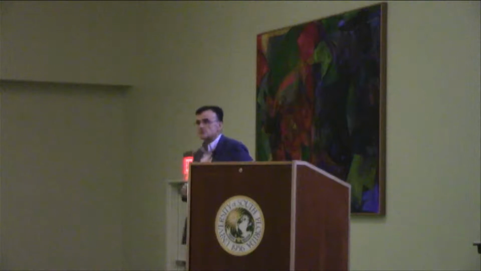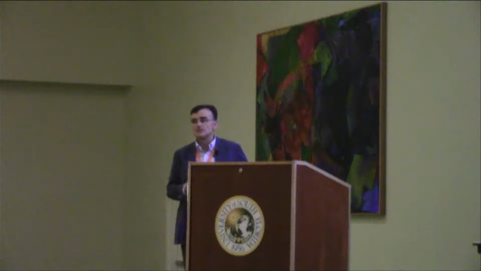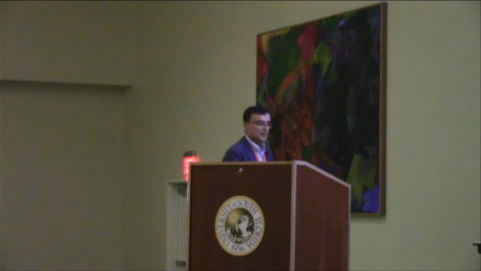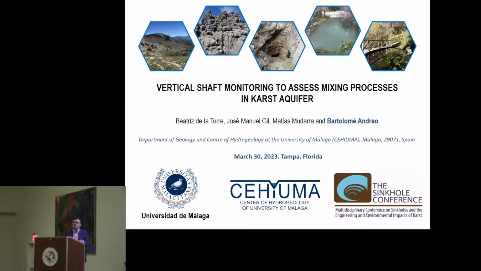So our aim was to investigate how this karst system in South Spain functions using different techniques, but mainly hydrodynamic and dye transfer techniques. This is a project supported by the European Union and the National Agency for Research, and this is in the framework of the first author, Beatriz de la Torre.